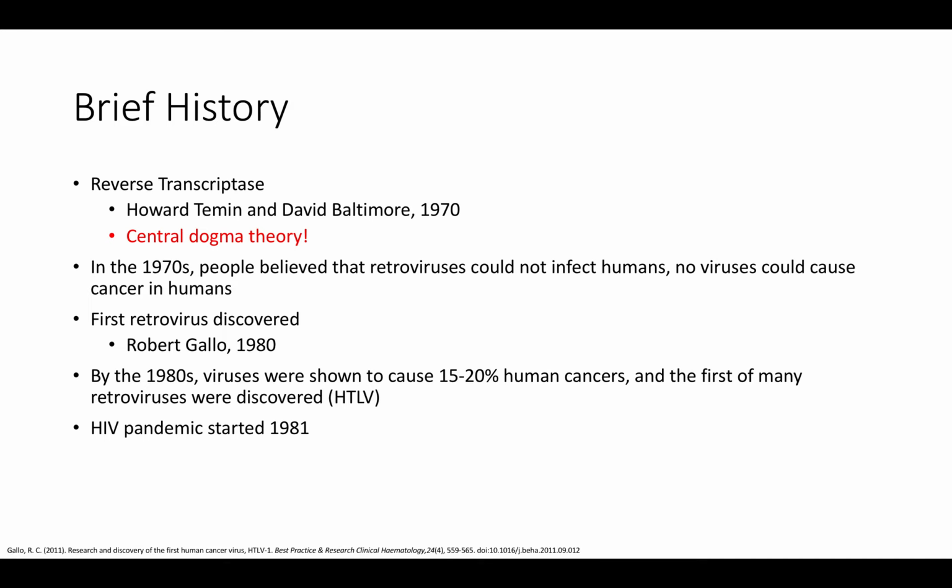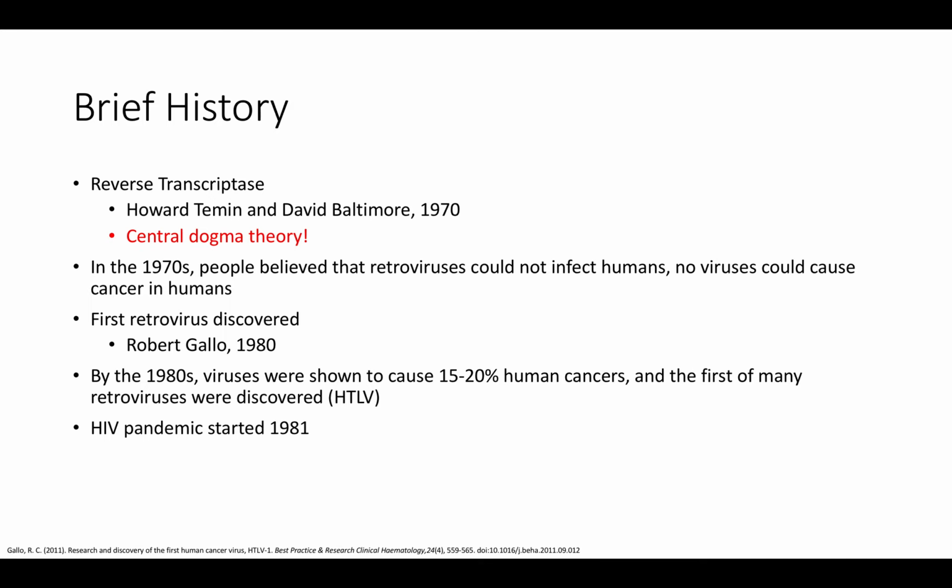So, the next thing that I want to talk about is in 1970, two researchers, Howard Temin and David Baltimore, discovered the enzyme reverse transcriptase. And up until this point, we didn't think that we could go from RNA to DNA. It was DNA, RNA, proteins, the central dogma theory. And with reverse transcriptase, we were able to show that there are retroviruses and we can go backwards.